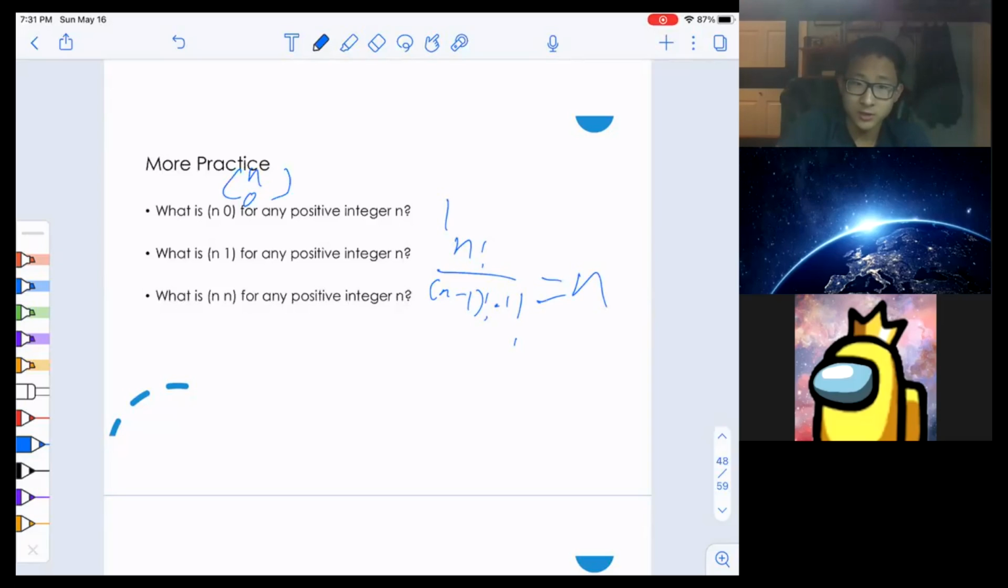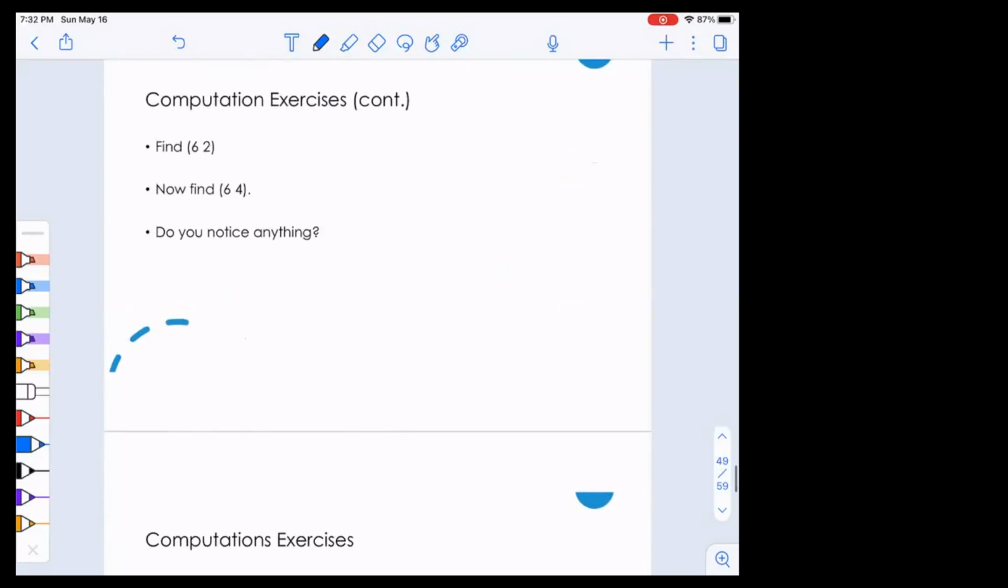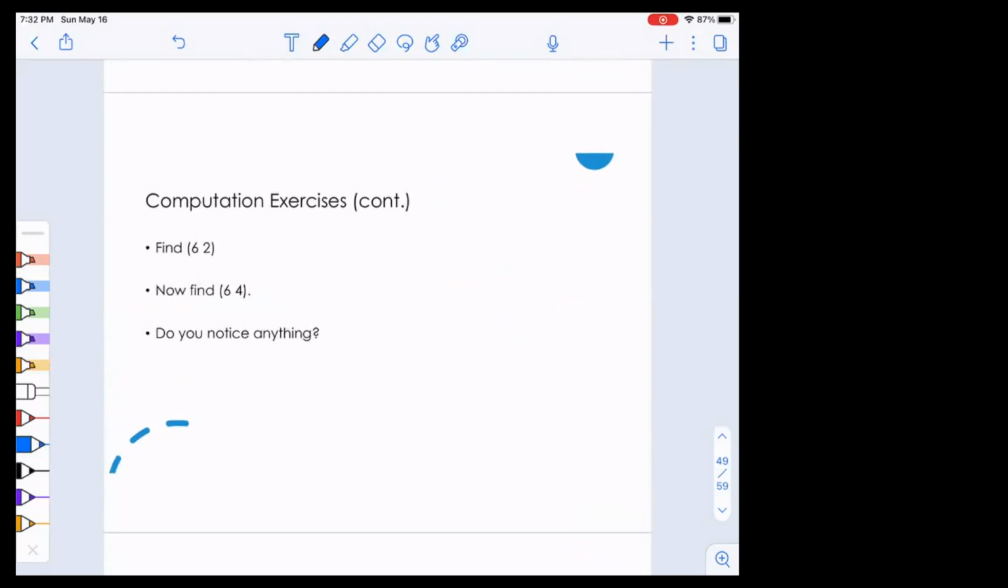And the last one, what is choose n from n for any positive integer? So here, we're basically picking all of them. If we have 3 things, we'll just pick all 3 of them. There's only one way to do this, since there aren't any other ways of picking all of them. So that would be 1. So these are 3 special sorts of cases. You won't really need to know them in competitive math, but it's just good to know these. So I have some more exercises that I want you guys to do.